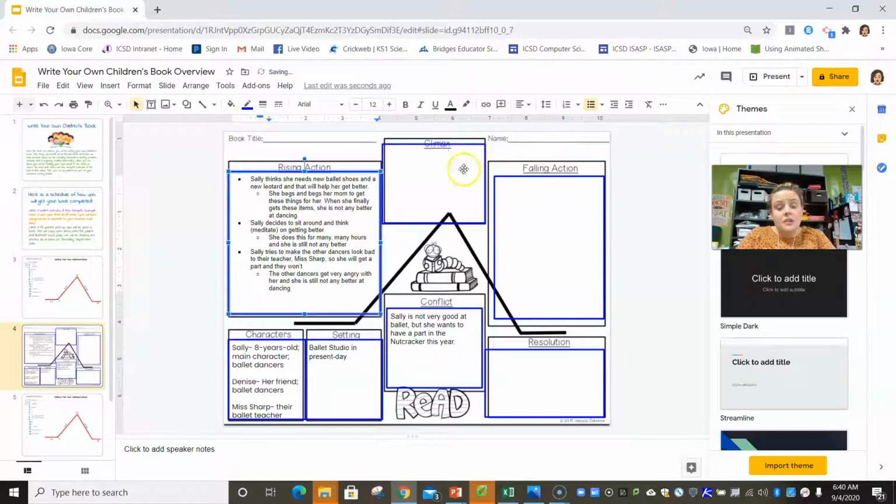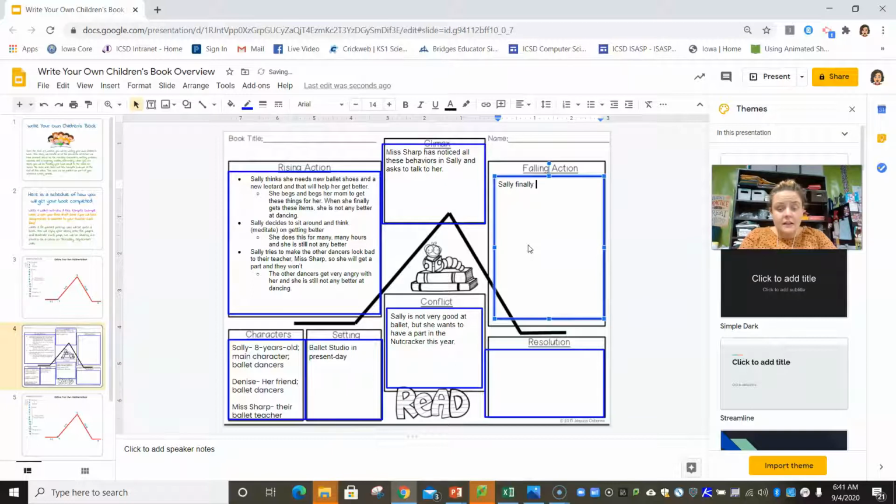Now we could say maybe Miss Sharp has noticed all these behaviors in Sally and asks to talk to her. And this is the really exciting moment, because Miss Sharp has seen her buy all these new clothes and sit around meditating, not practicing, and she's seen her be mean to the other girls. So this is a really exciting moment, like, oh, what's going to happen? Is she going to get in big trouble?